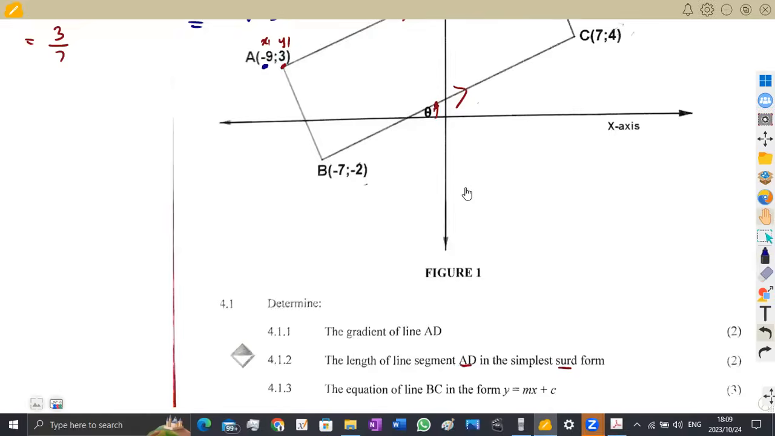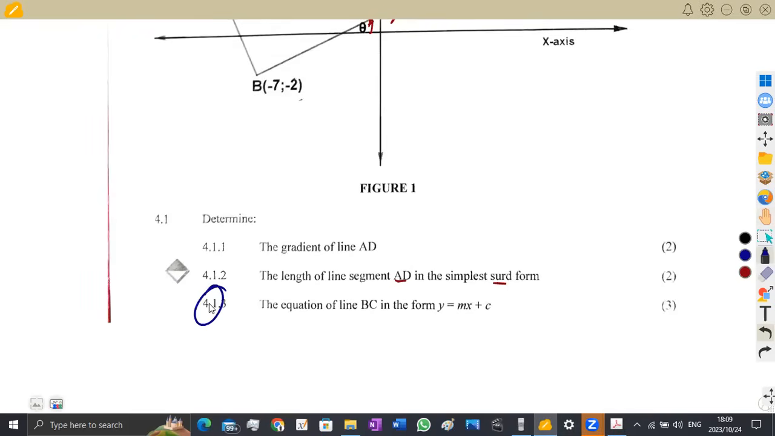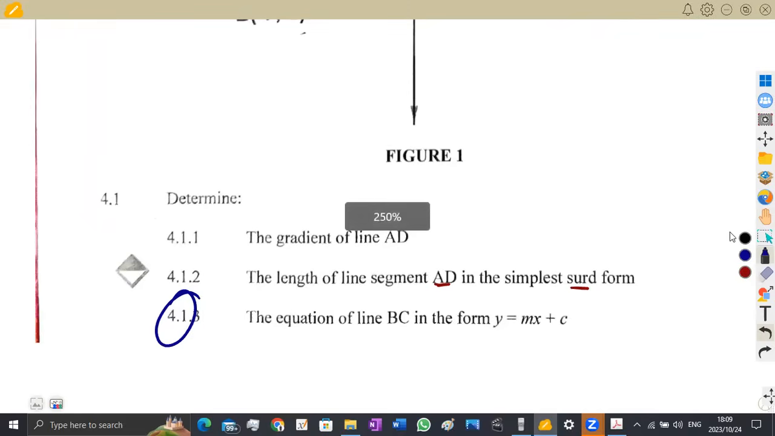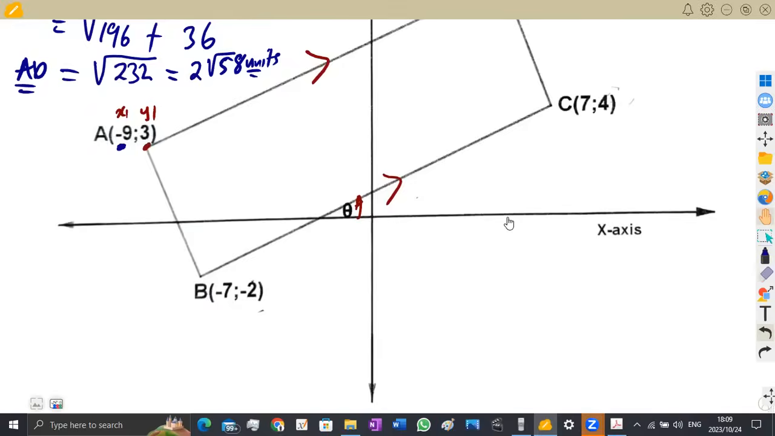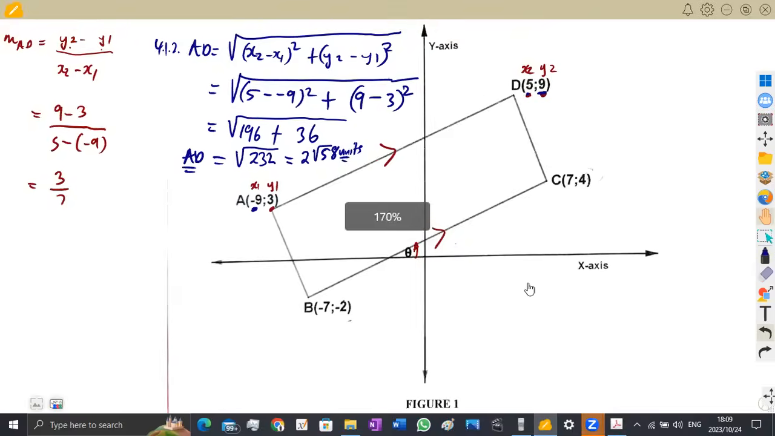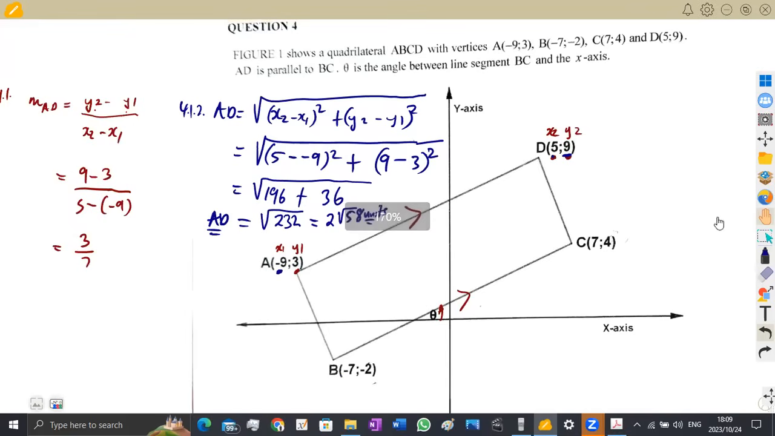All right, 2 marks for that, which is fine. 4.13, determine the equation of the line BC, in the form y is equal to mx plus c. If you had to check here, we had a lot of ways that you're going to consider in order for us to have the equation of the line BC.